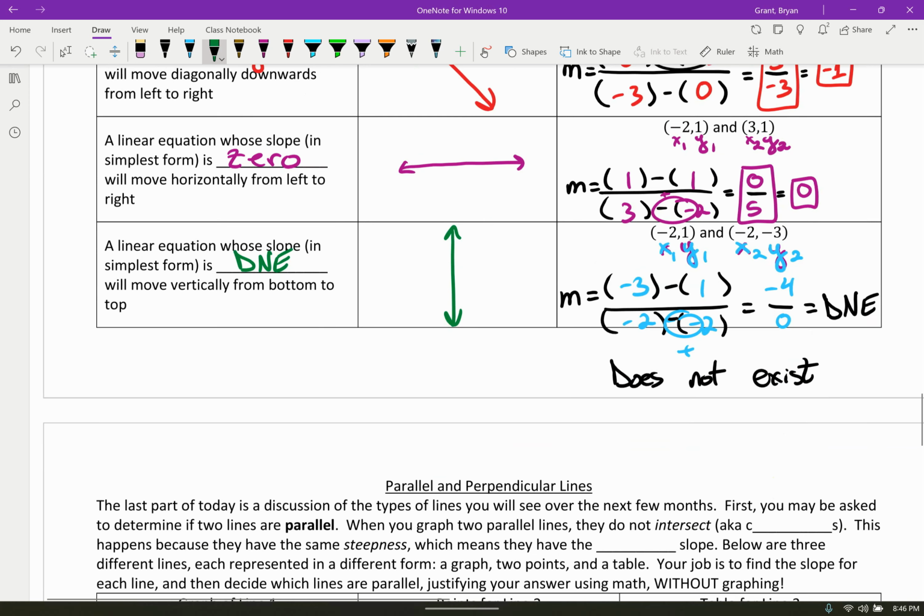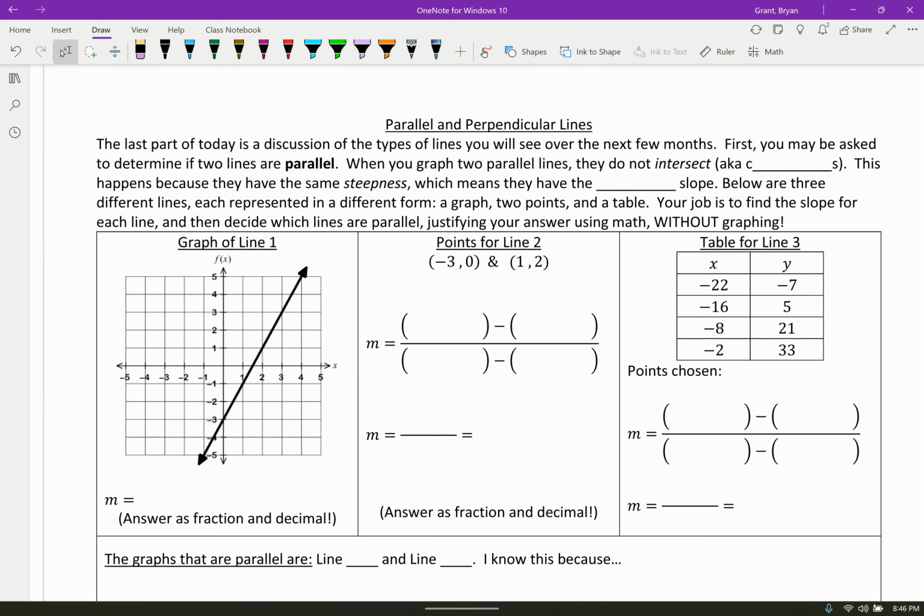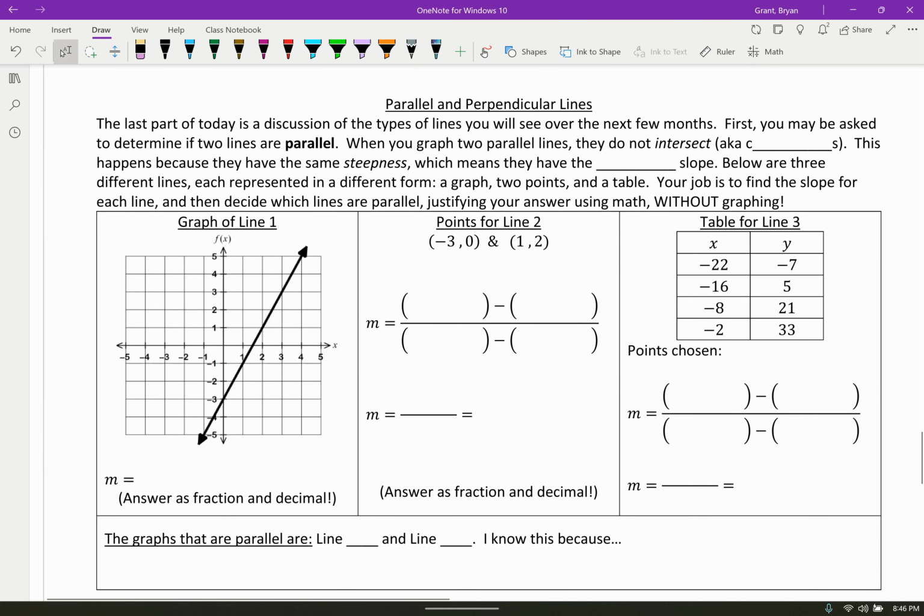So let's go ahead and finish off class today with 2 more quick concepts that I bet you probably know at least one of the words for, but maybe aren't quite sure how they fit in with lines. So the last part of today is a discussion of 2 types of lines that we're going to talk about a lot, and they have some pretty special applications in math. The first one is a little bit more straightforward.